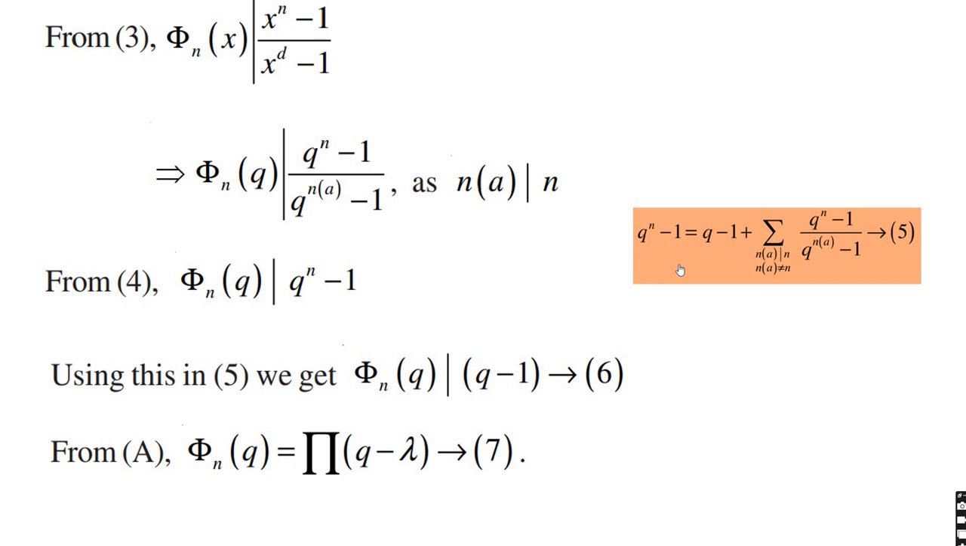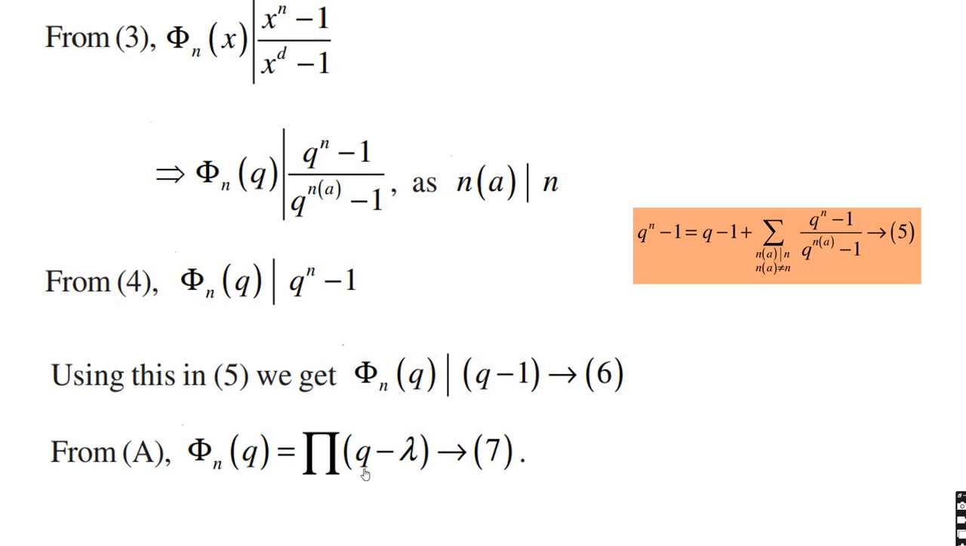See, phi n of q divides this, phi n of q divides this from here. So this is divisible by phi n of q, this is divisible by phi n of q, and so this is divisible by phi n of q. Name that as equation 6. Now phi n of q, already at the beginning we have mentioned that x power n minus 1 is given by the product of x minus lambda. Here in the place of x you have q.